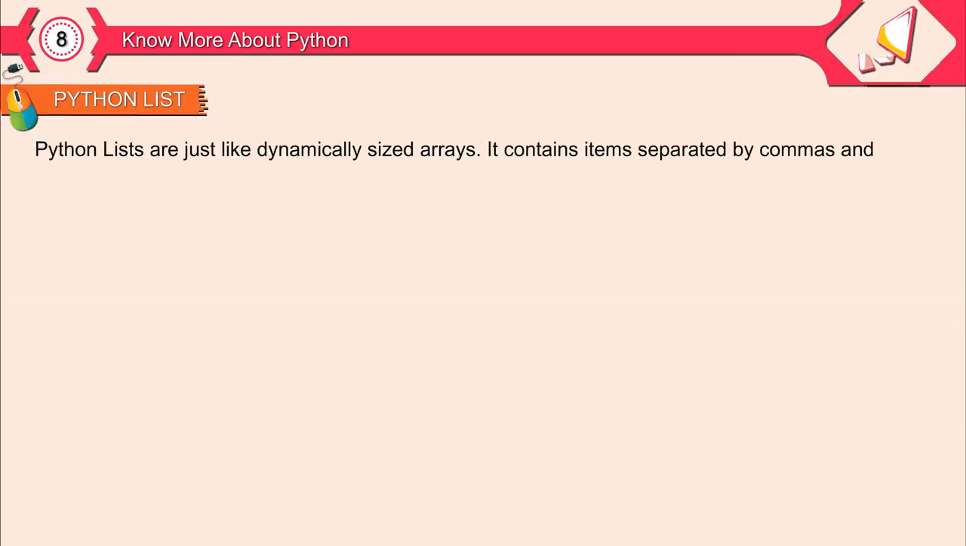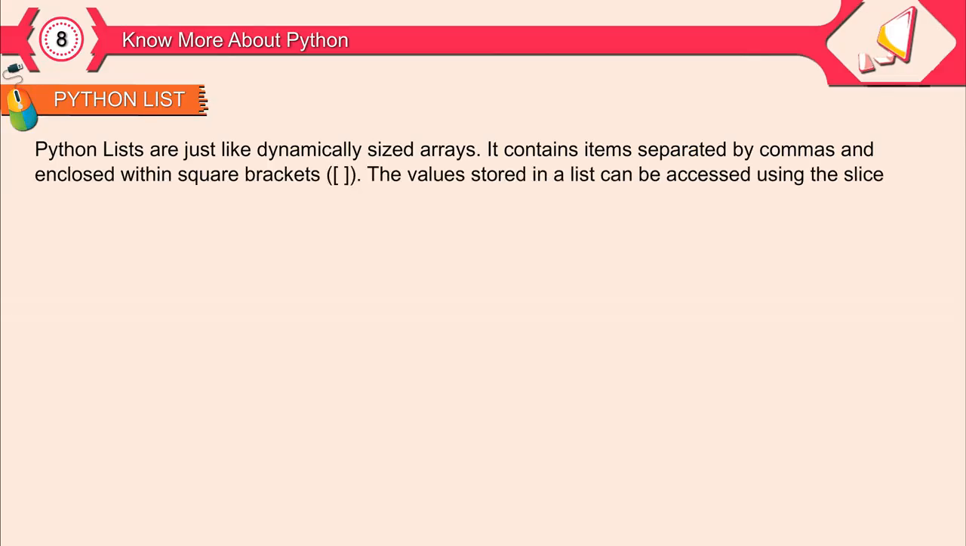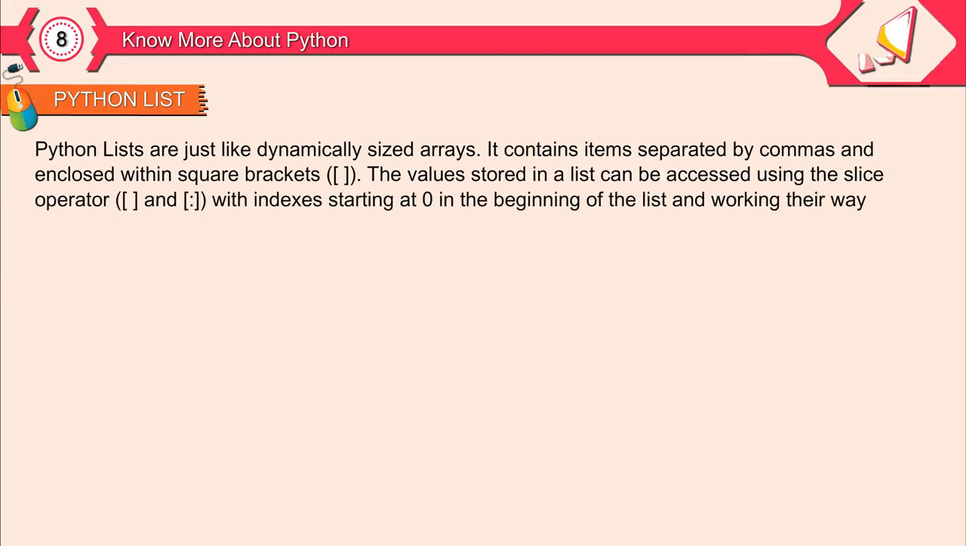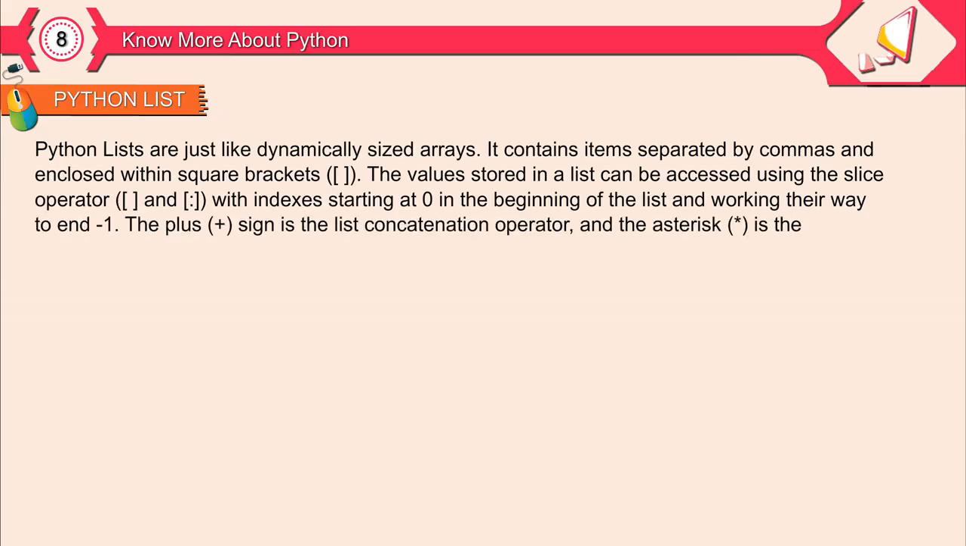Python list. Python lists are just like dynamically sized arrays. It contains items separated by commas and enclosed within square brackets. The values stored in a list can be accessed using the slice operator, square brackets and colon, with indexes starting at 0 in the beginning of the list and working their way to end -1.